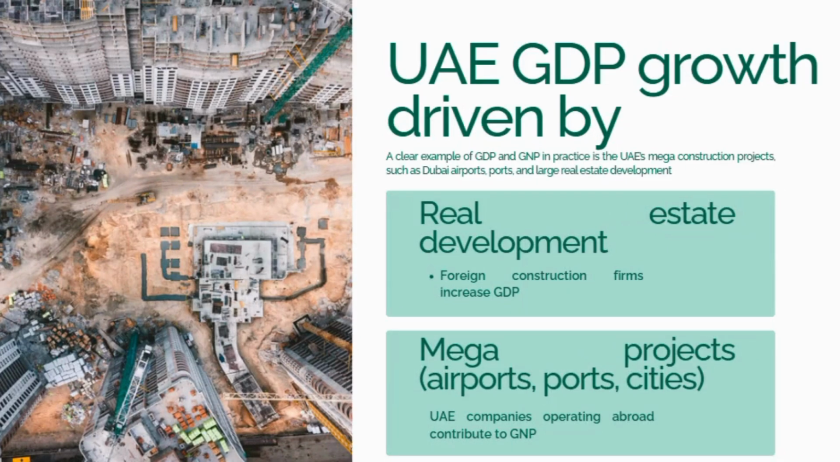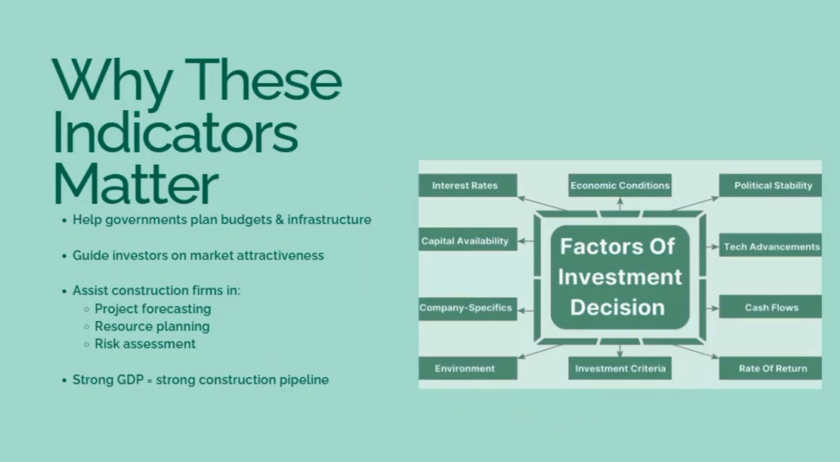Now, a real-life example that I'd like to use is the UAE. The GDP growth is driven by real estate development and mega projects like airports and new cities, and that's what drives the GDP to grow in the country. Here in the UAE, real estate development and foreign construction firms increase GDP. And why do these indicators matter? It's because they help governments plan budgets and infrastructure.